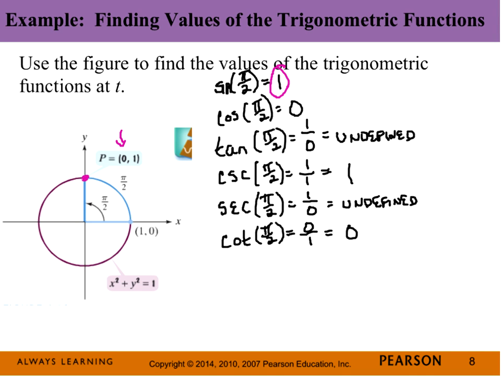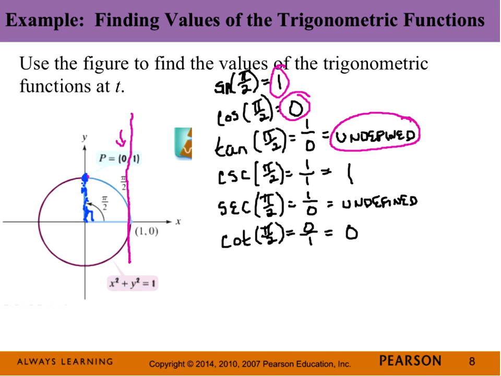I have the sine of pi over 2 is 1. The cosine of pi over 2 is 0. The tangent of pi over 2 is undefined. And if you think about the tangent, I'd have that line out here, and if I go to my point P and drop that line down, look where it drops. It drops down the y-axis. And so I don't have an intersection with that line that I was looking for.